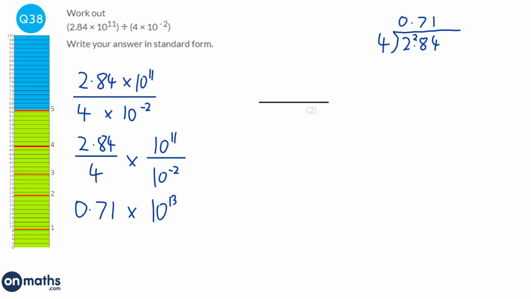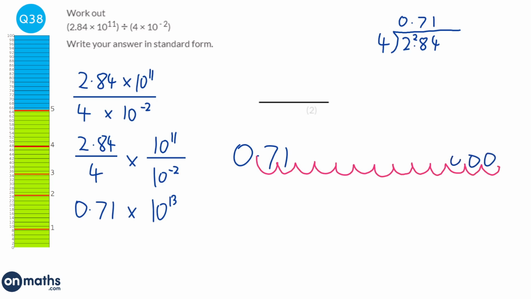Now we've got a bit of a problem here, because standard form must have a number between 1 and 10, and not including 10, at this position here, and this is obviously less than 1, so we need to convert this into standard form. So what we can do is just write the number out again. So I'm going to write this as an actual number, so it's 10 to the power of 13, so it would be 1, 2, 3, 4, 5, 6, 7, 8, 9, 10, 11, 12, 13, fill in the zeros.